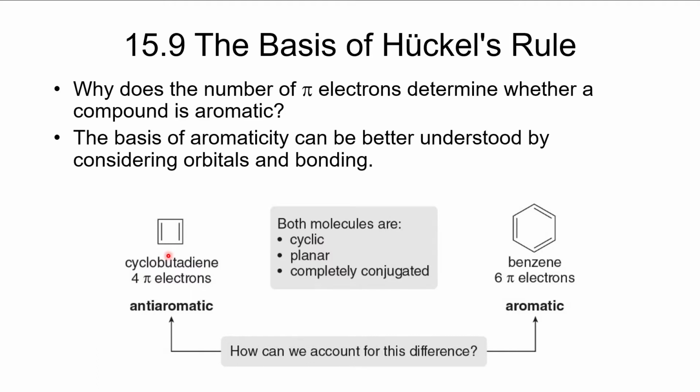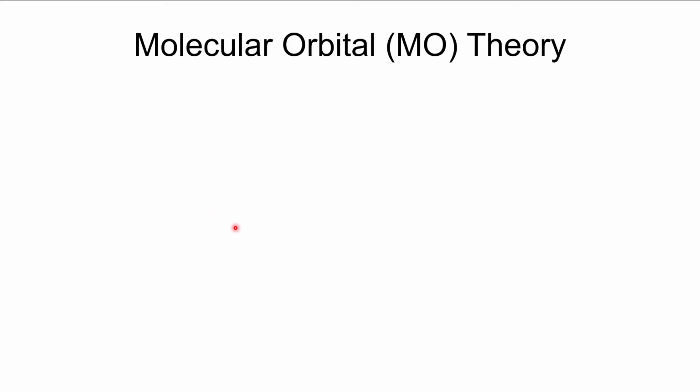In order to do this, we're going to look at orbitals and bonding. And we're going to do something a little bit different than the valence bond theory that we have been looking at for quite a long time. We're going to use something called molecular orbital theory.